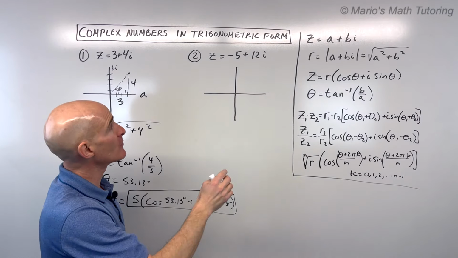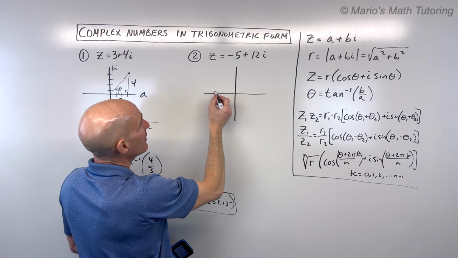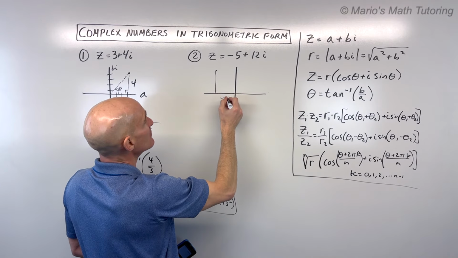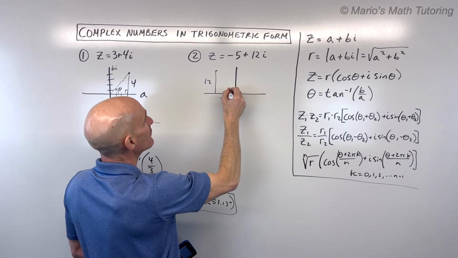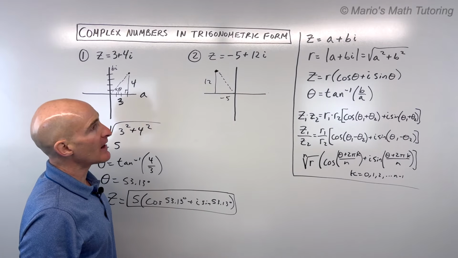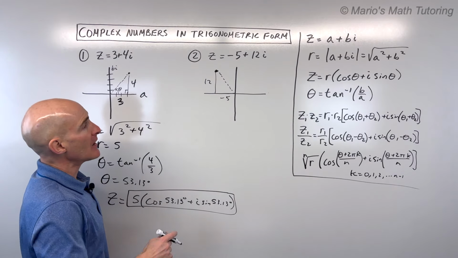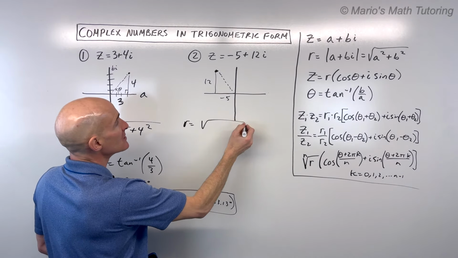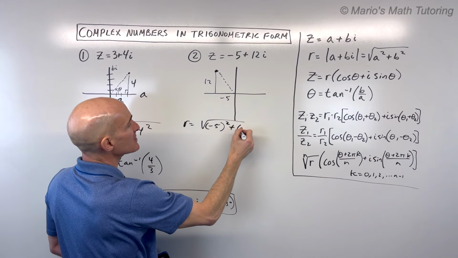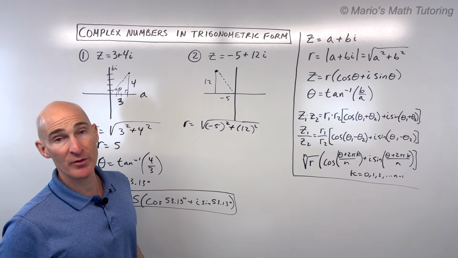But what happens in number 2, where our complex number is actually left 5, up 12, we're over here. I'll show you how this works. So this is -5, this is +12. There's our point in the complex plane. Let's go ahead and find the r value, or the absolute value of that complex number. And the way we do that is we just take the square root of a squared plus b squared. We add those together and take the square root. It just, again, comes from the Pythagorean theorem.